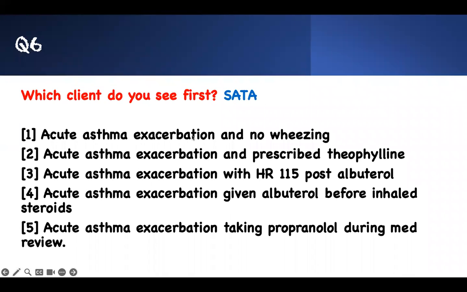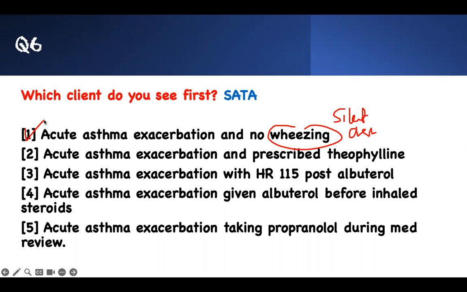An asthma patient with no wheezing, I don't like that. If you're wheezing, I love you. So no wheezing is what we call a silent chest. So I'm worried about you. This patient is tired. He can't breathe anymore. He's going to have respiratory failure right away.